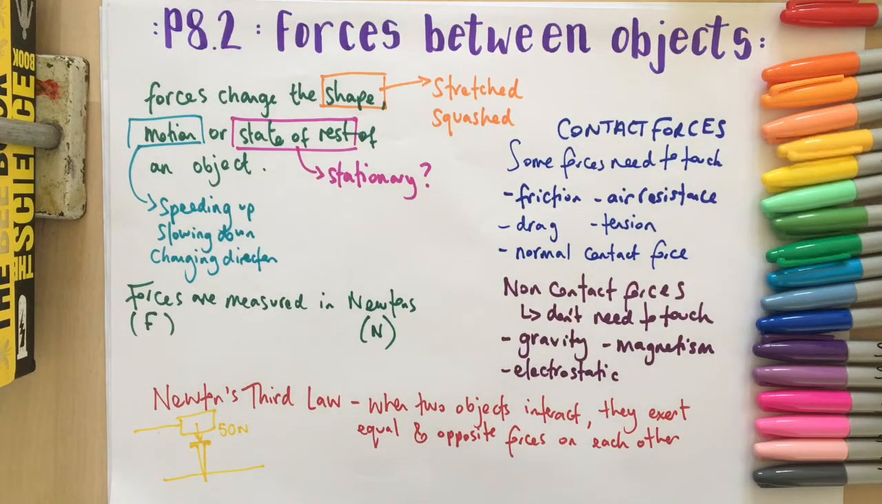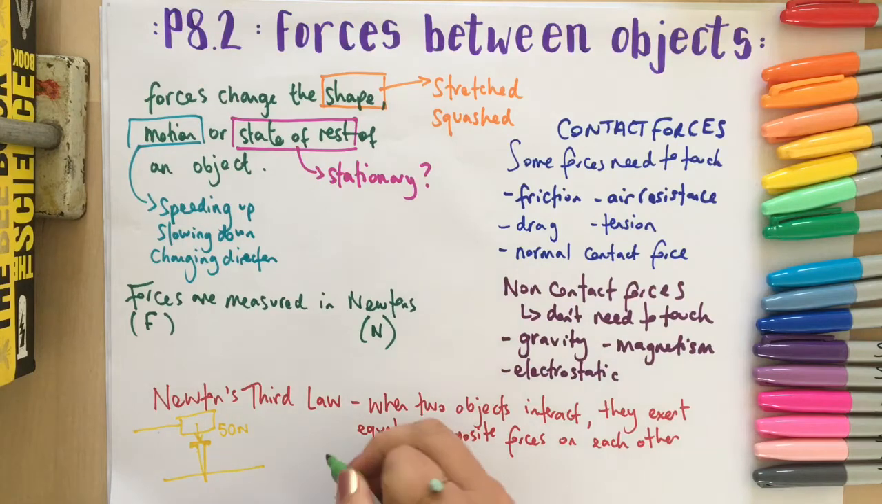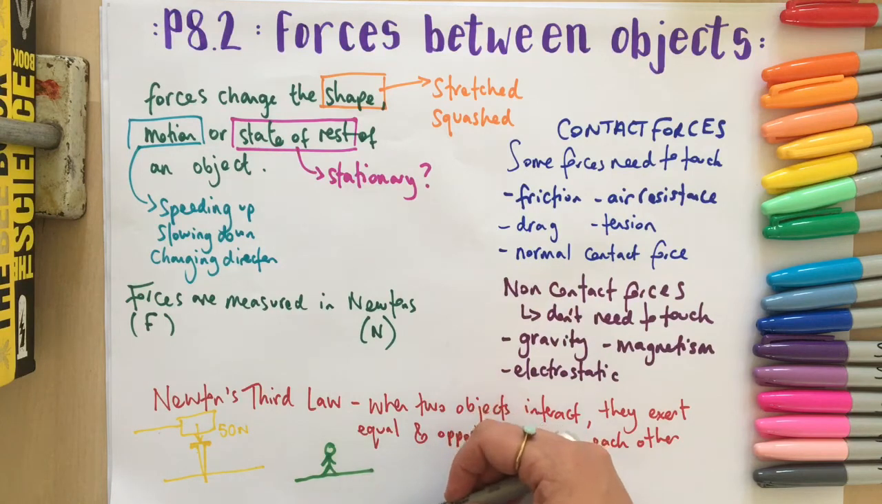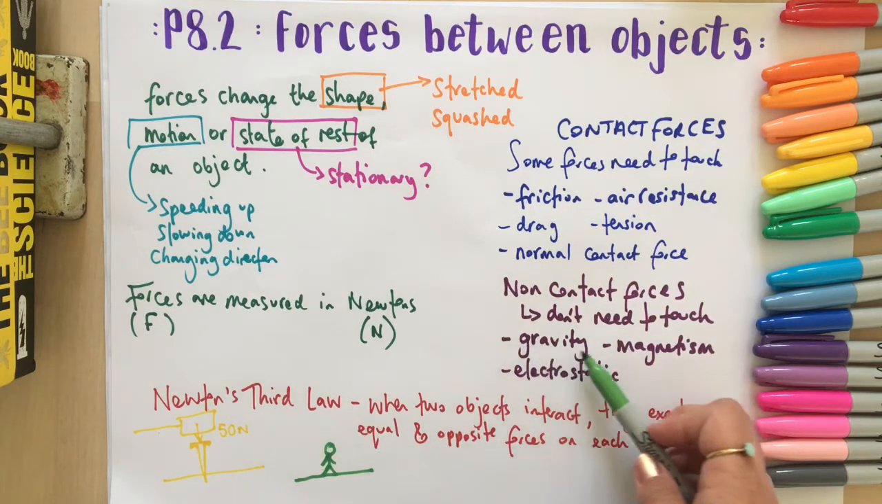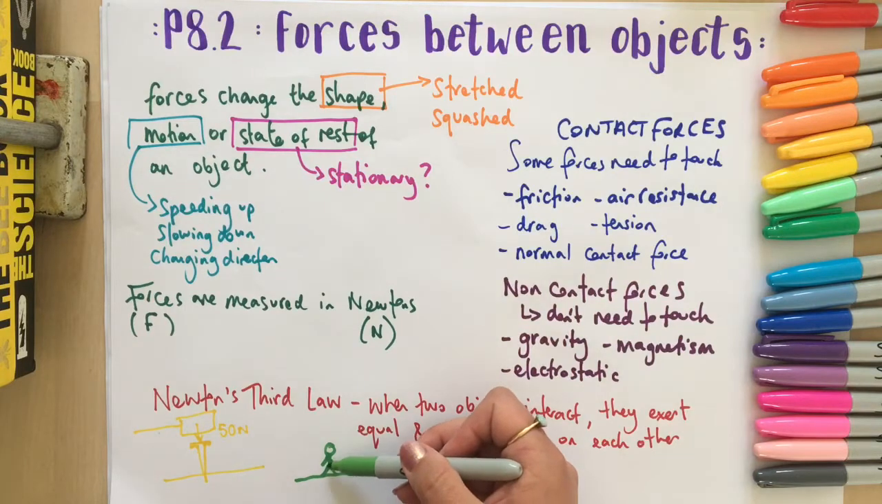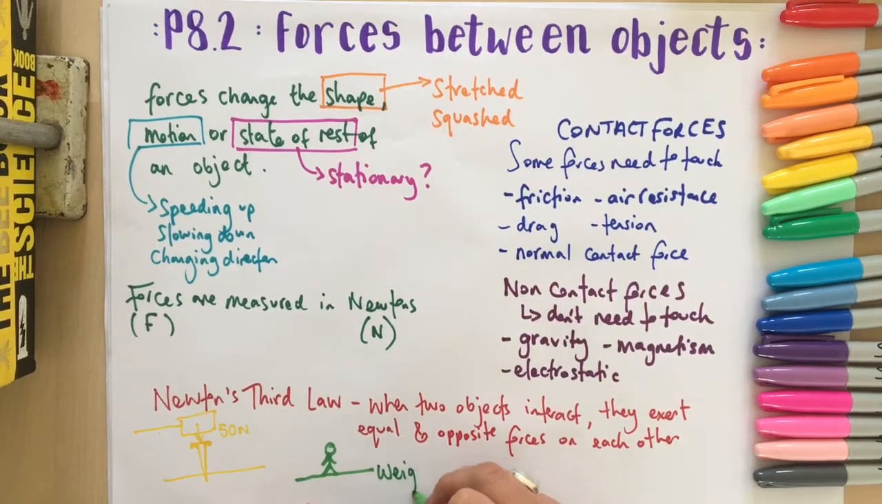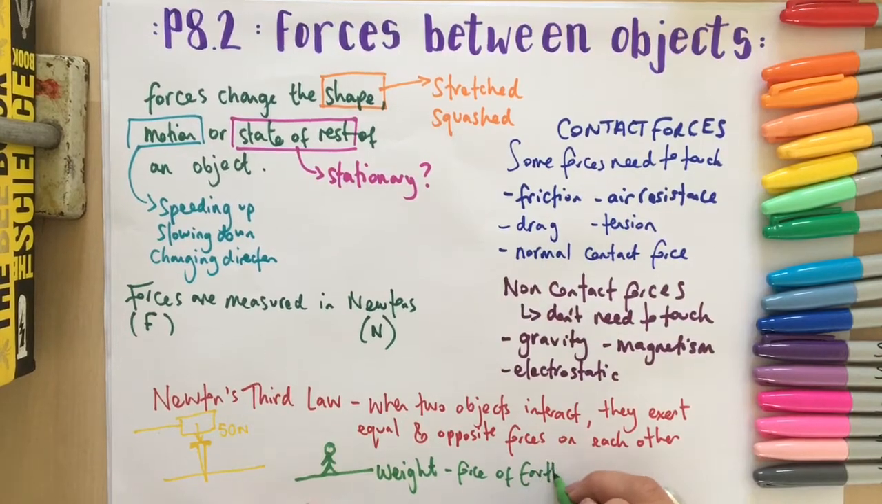The other thing that you can think of is if you have, because this is the one that people find tricky, a person and the earth. We know that there is a force pulling us towards the centre of the earth because that's due to gravity. We would call that the weight of this person. So weight would be the force of the earth on the person.